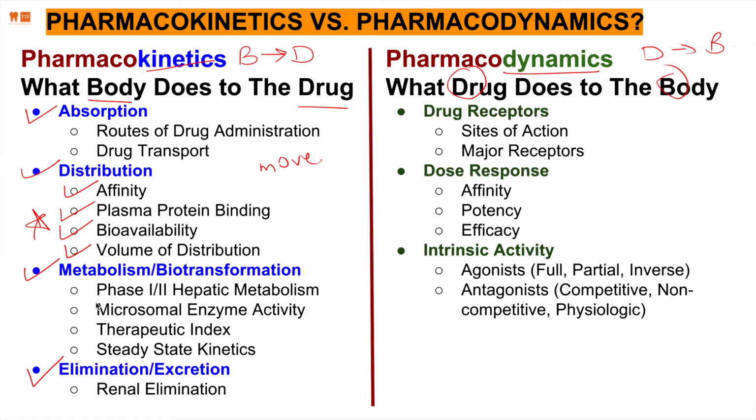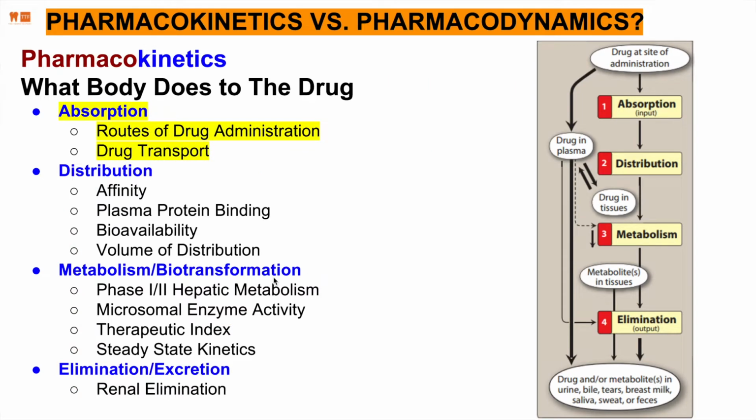Metabolism and biotransformation, we got phase 1 and phase 2 hepatic metabolism. What does the microsomal enzyme activity have to do with the biotransformation? Basically, these are liver enzymes. And then we'll talk about therapeutic index and steady state kinetics as well, also important concepts, and renal elimination. So as we can see, this entire lecture is extremely important, you guys, and all the concepts will follow us all throughout pharmacology.